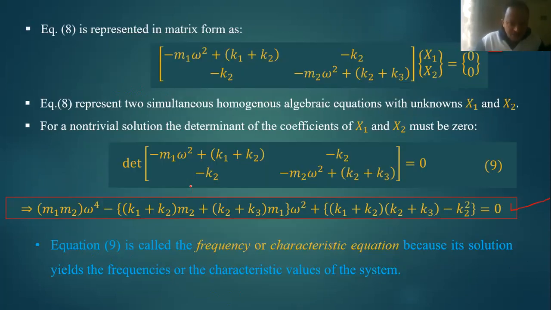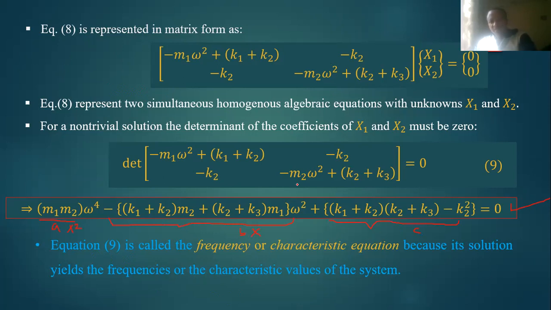We can consider this term as a, in our mathematics, ax square. This term we call bx, and this term as c. So this is an ax square plus bx plus c equals 0 type of equation. For that, we have a quadratic solution, two roots of the quadratic solution.